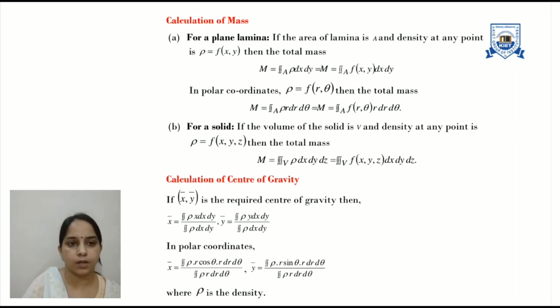Now for calculation of center of gravity, let x bar and y bar be the coordinates of the required center of gravity. Then x bar will be double integration ρx dx dy upon m, and y bar will be double integration ρy dx dy upon m. In polar coordinates, putting x equals r cos θ, y equals r sin θ, we get x bar equals double integration ρ r cos θ r dr dθ upon m, and y bar as double integration ρ r sin θ r dr dθ upon m, where ρ is the density that may be variable or constant.